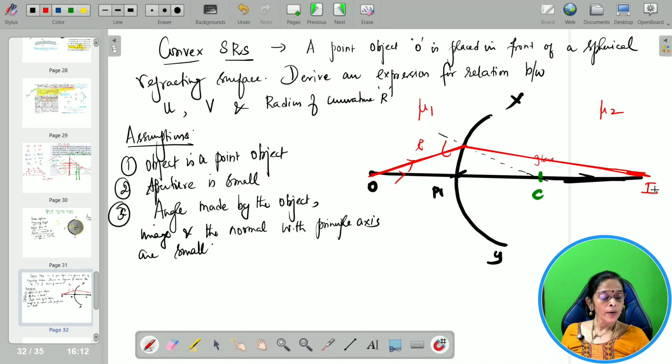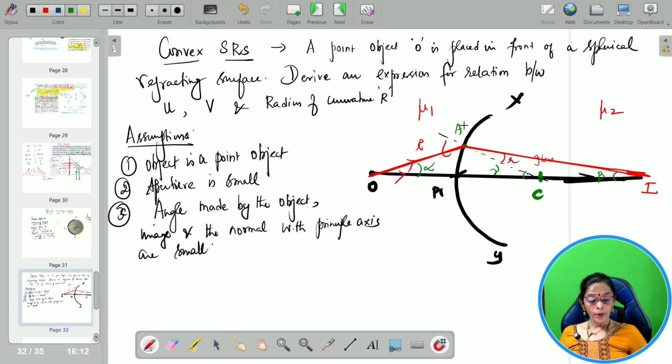So now this is called R. The angle made by the object is taken as alpha. I have already told you this is the point object. Now the angle made by the image is taken as beta. The angle made by the normal is gamma over here.